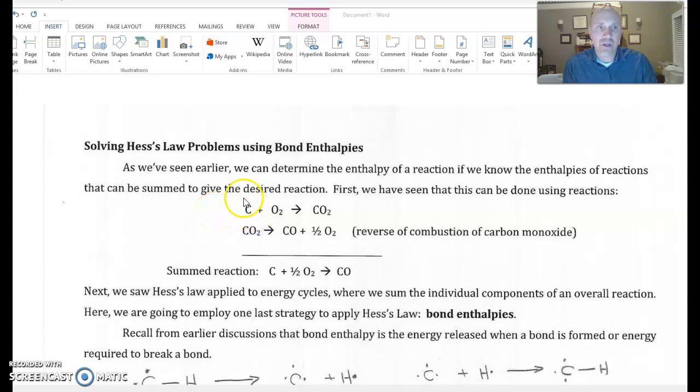So, in this video, we're going to go over one last application of Hess's law. First of all, a little review. Already we've seen Hess's law applied to standard reactions.